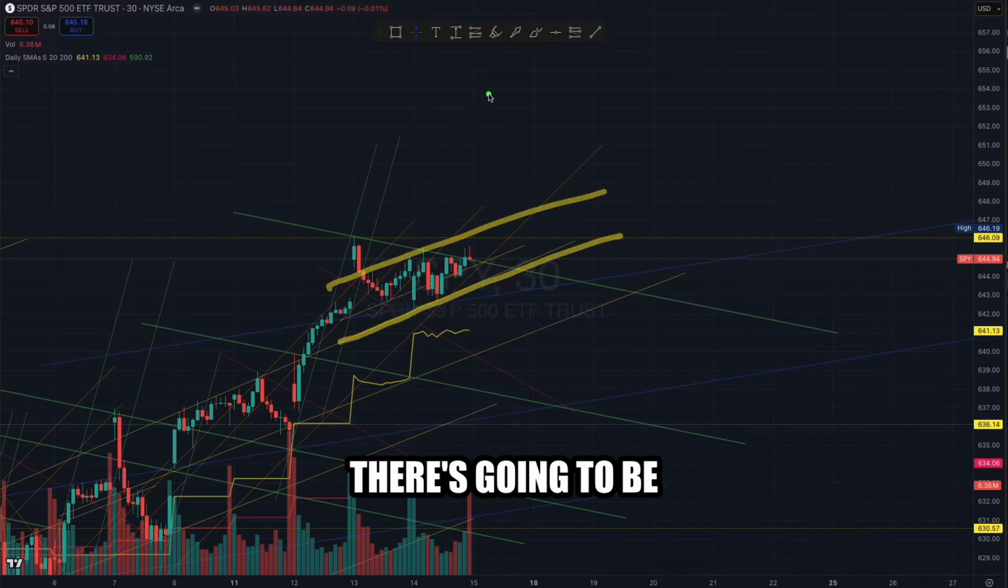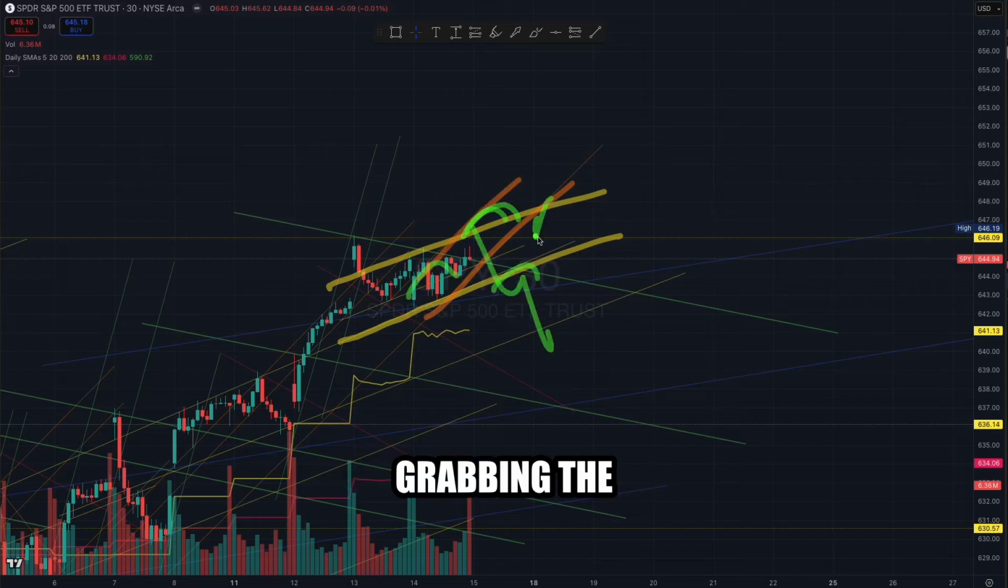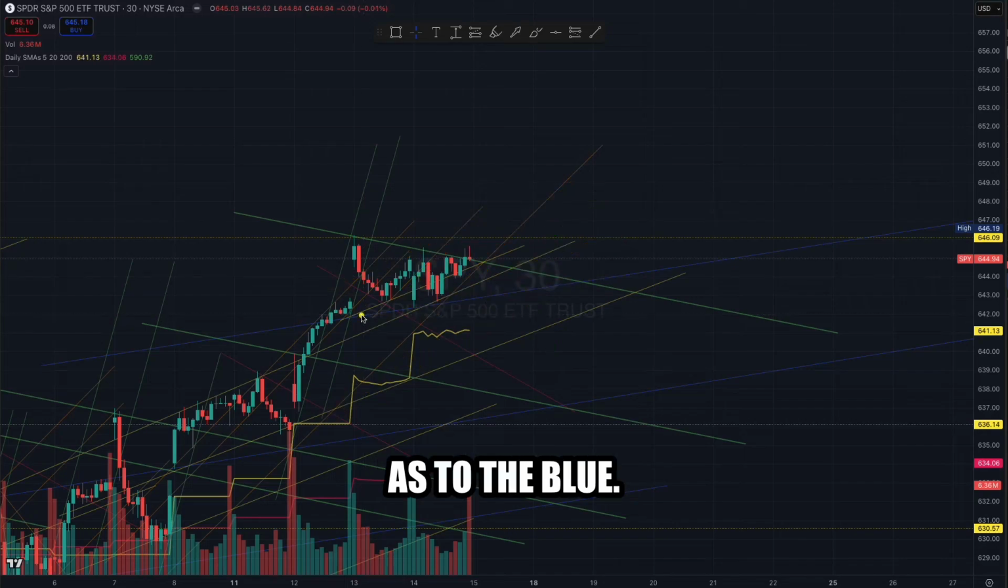So if there's going to be any downside here, you have to wait for the yellow algorithm to start grabbing the liquidity here. Now you will see 5-day continue to trend up, and we will get close to that yellow as well as to the blue.